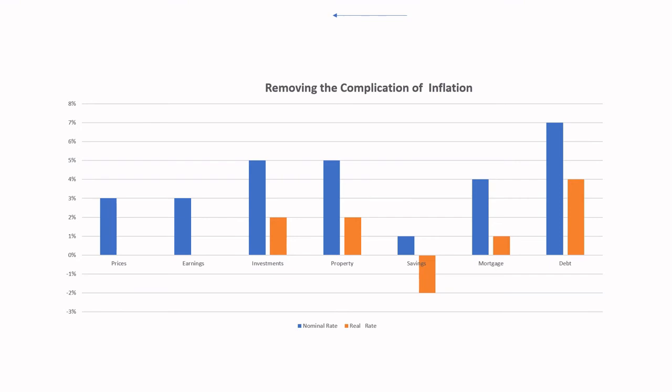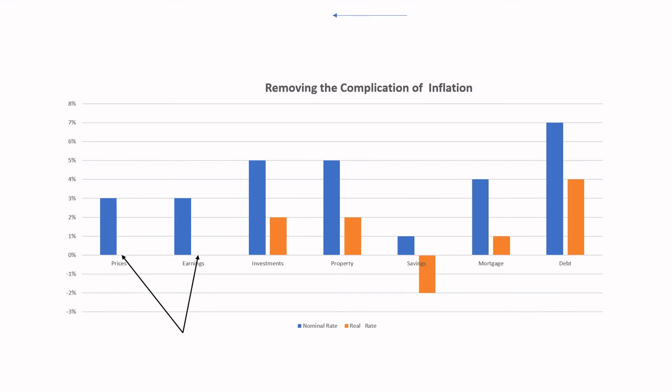If we assume that over the long term earnings increase at the same rate as prices, when we suck inflation out, the real increase in both earnings and prices falls to zero. This is why we can use today's value of money in any year of the plan, because by using real rates rather than nominal ones, we have eliminated the effect of inflation.